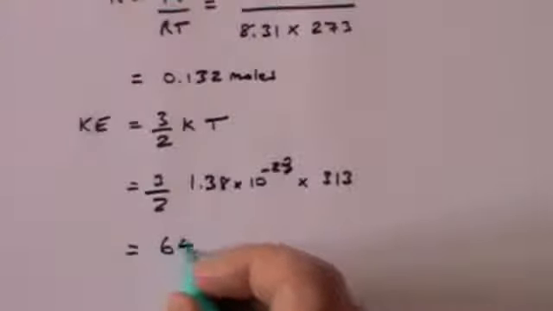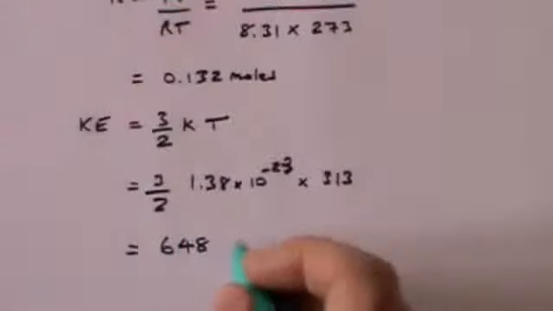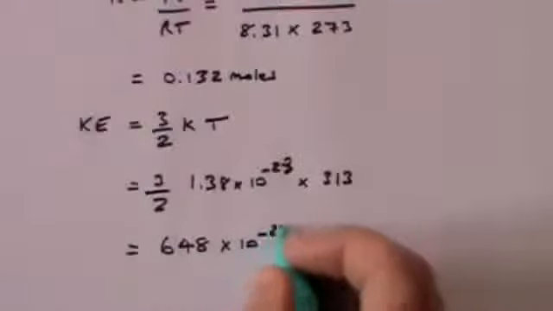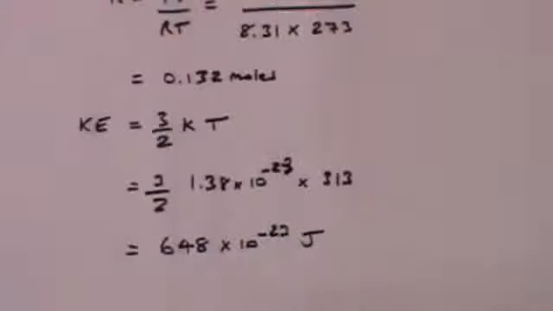And if you multiply that through, you should get that the kinetic energy per molecule, the average kinetic energy of a molecule, is 648 times 10 to the minus 23 joules. Remember, that's the average kinetic energy of a molecule. The molecules will have a wide range, a statistical distribution of energies, but the average will be 648 times 10 to the minus 23 joules.